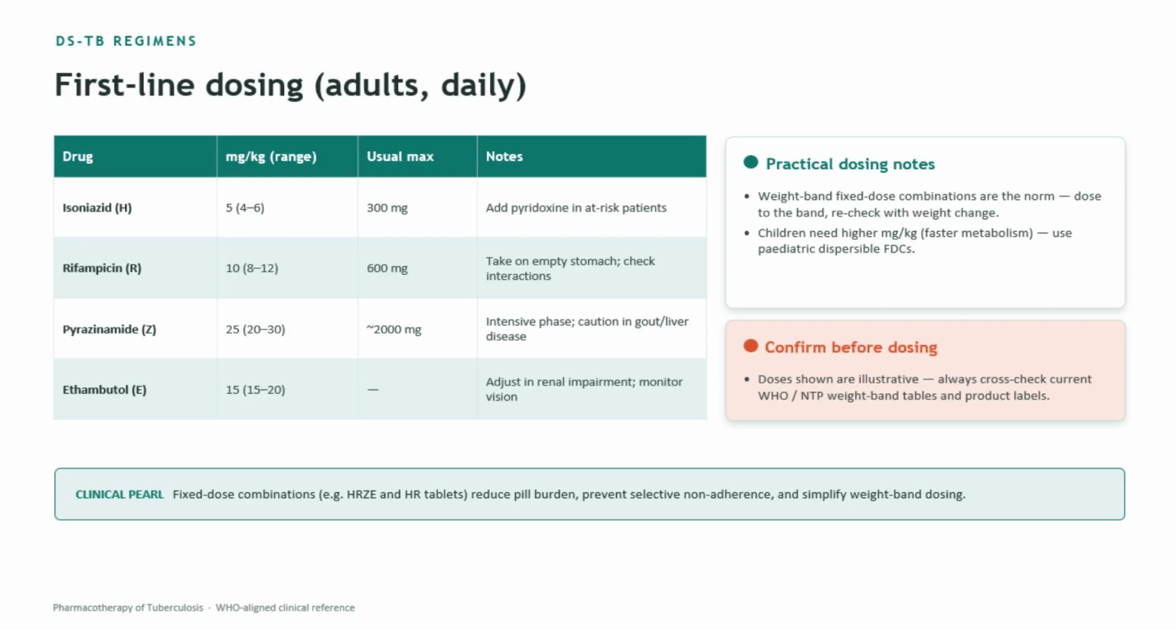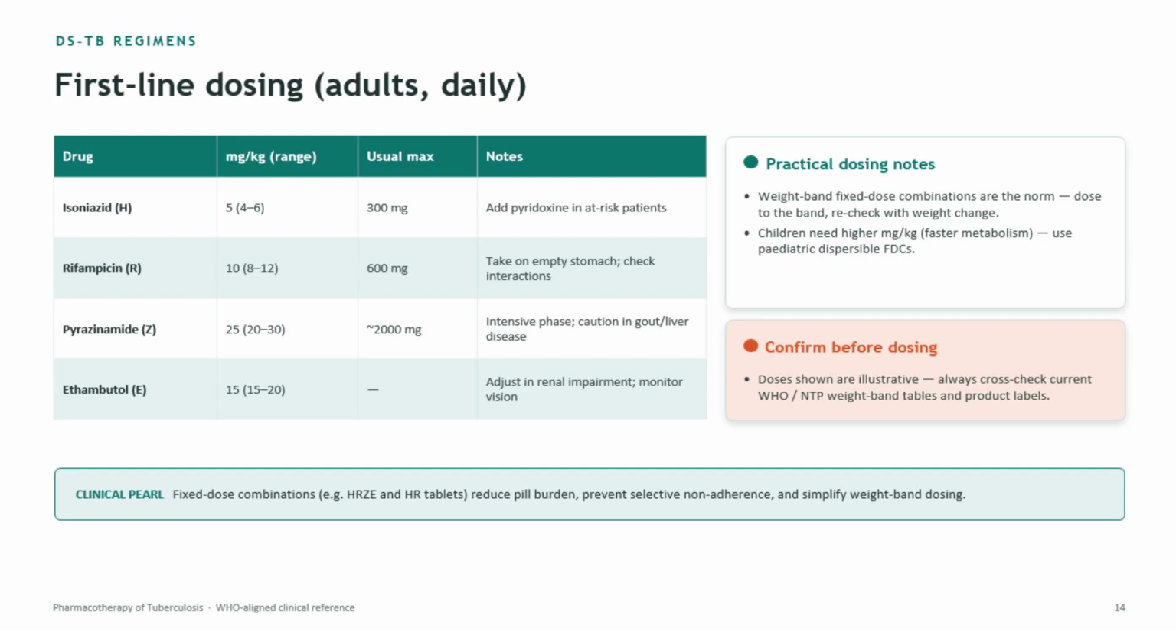Isoniazid 5 mg/kg, max 300, rifampicin 10 mg/kg, max 600, and take it on an empty stomach. Pyrazinamide around 25 mg/kg. Ethambutol about 50 mg/kg, and adjust it in renal impairment while you monitor vision. In real life, you'll mostly use weight band, fixed dose combinations. Dose to the band and recheck when weight changes.